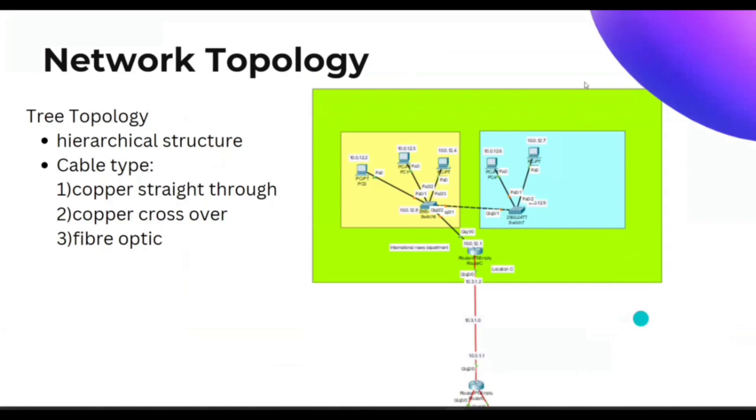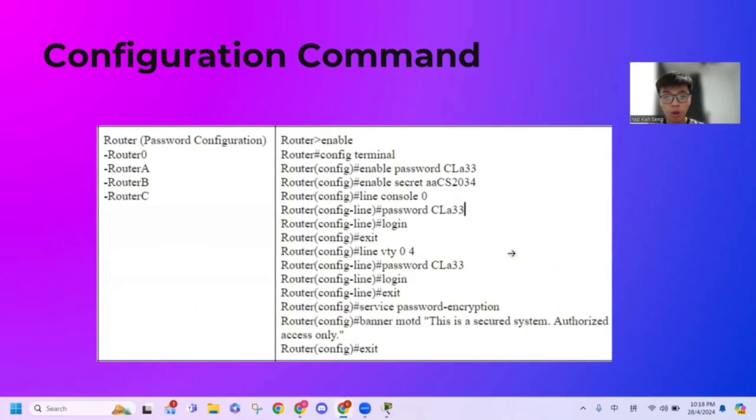Thank you. Now let's move on to the next part, which is configuration commands. In the assignment, I did this part. Firstly, we have the routers and switches. We need to do the password setup configurations and the IP address setup configurations. In the routers, we have 4 routers, which are router 0, router A, router B, and router C. In all the routers, we need to set up the password and the secret password.